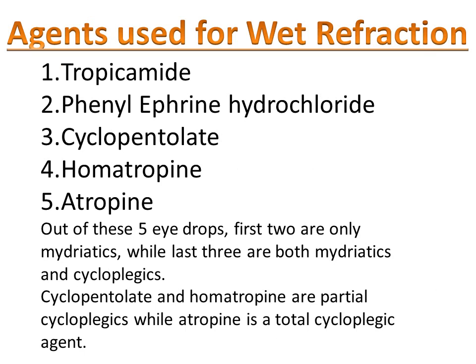You must know all these 5 agents that are used for wet refraction. Tropicamide, next is phenylephrine hydrochloride, cyclopentolate, homatropine and atropine. Out of these 5 eye drops, tropicamide and phenylephrine hydrochloride are only mydriatics and they don't cause cycloplegia. While cyclopentolate, homatropine and atropine cause cycloplegia, and you must know very well that cyclopentolate and homatropine cause partial cycloplegia while atropine causes total cycloplegia.